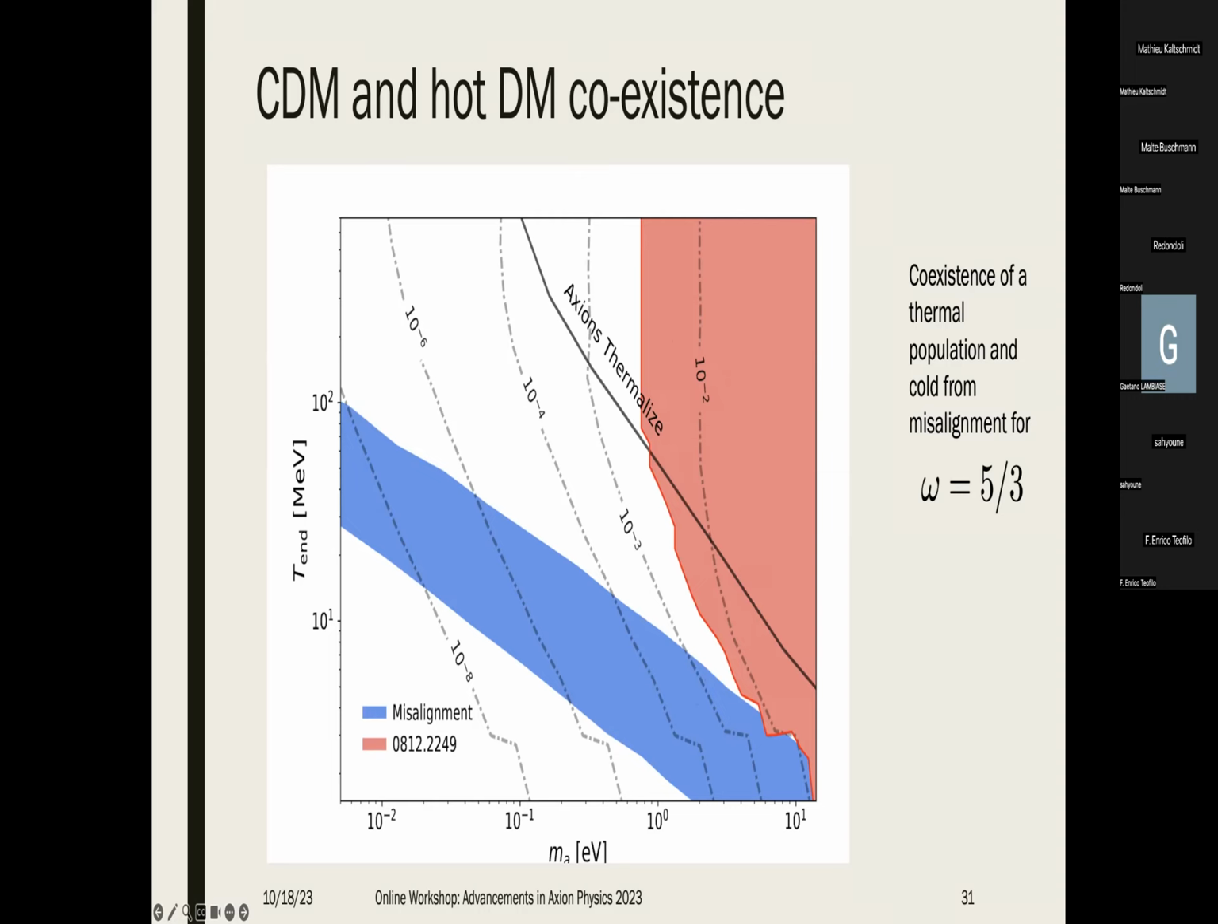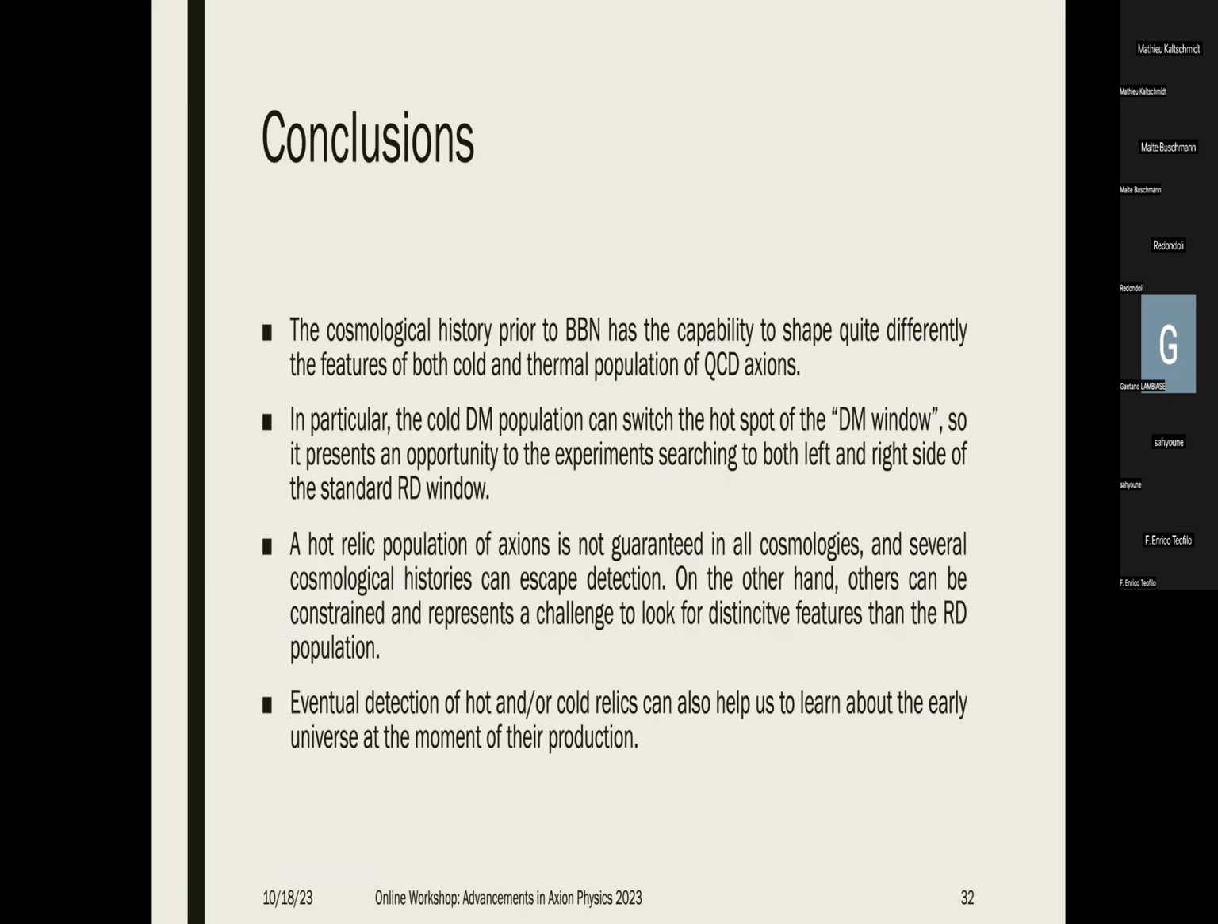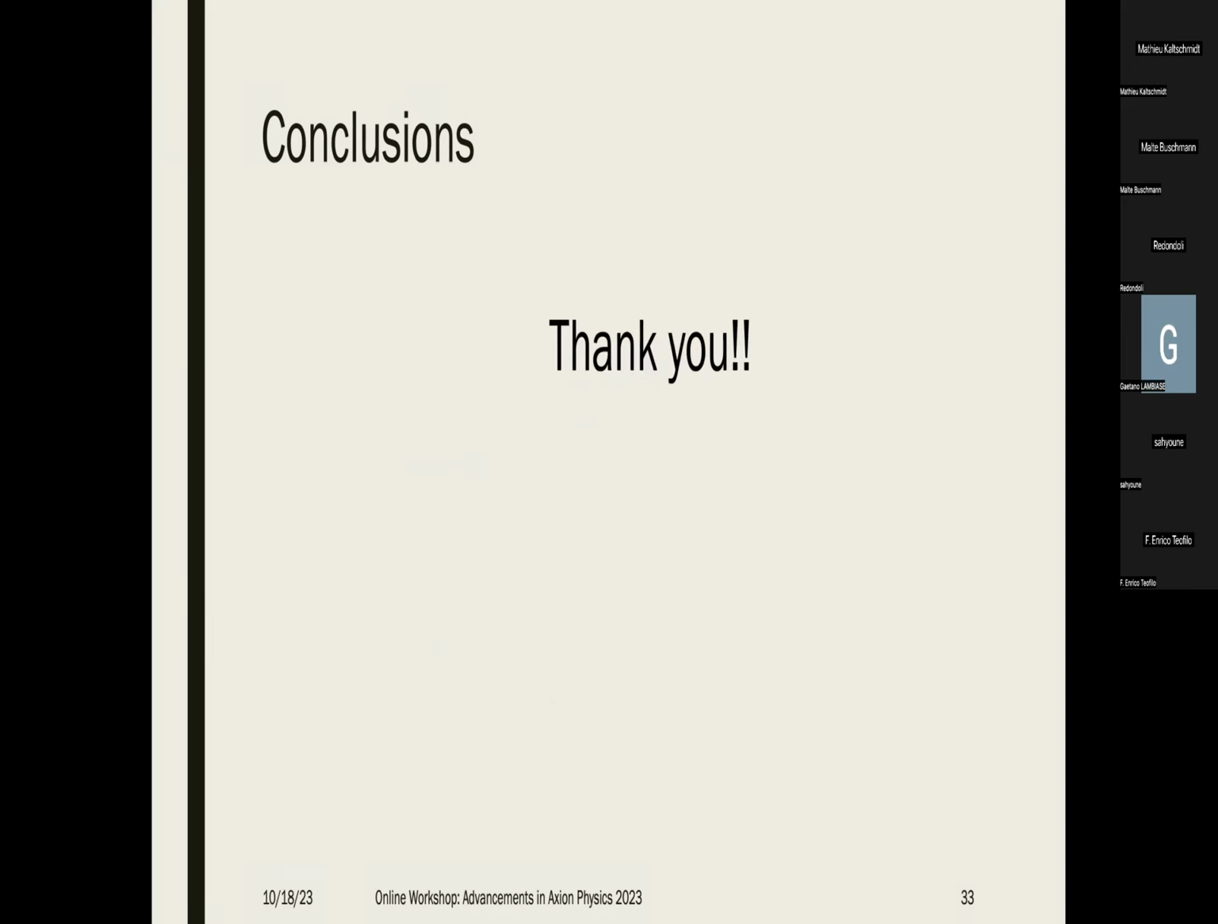Okay, so these are my conclusions. I would like to stress that it would be really nice if we have a discovery in the near future, so that we can use this discovery of either cold dark matter or hot dark matter to learn more about the early universe and the history of the universe. This is more or less the spirit of these works. So yeah, thank you very much, and if you have any questions, I'm happy to answer.